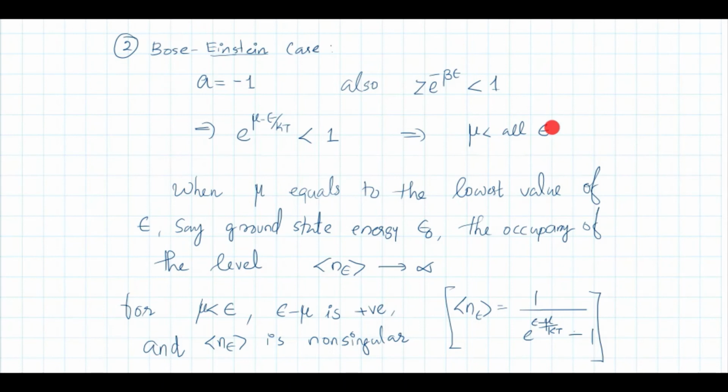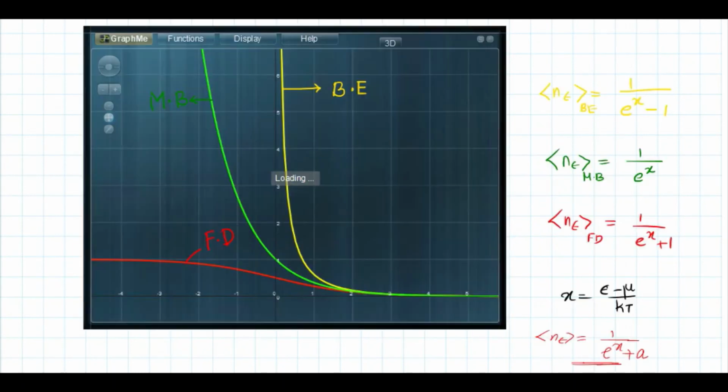Now suppose the lowest possible energy is the ground state energy epsilon naught. Then mu should be less than epsilon, and the lowest value is the ground state energy epsilon naught. When mu tends to this value, mu minus epsilon will tend to 0, e raised to 0 tends to 1, and for the Bose-Einstein case, this is e raised to x minus 1. So when this approaches 1, the denominator approaches 0 and the occupation number tends to infinity. This is the basic reason for Bose-Einstein condensation.